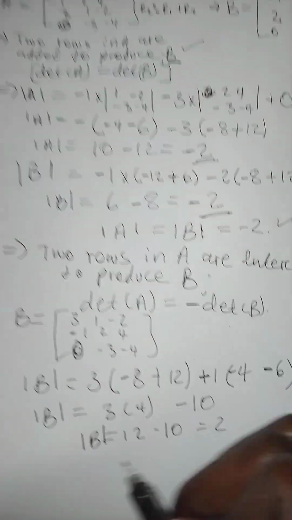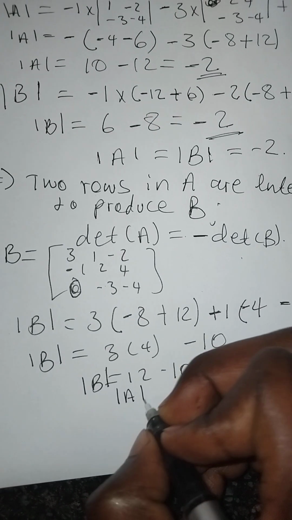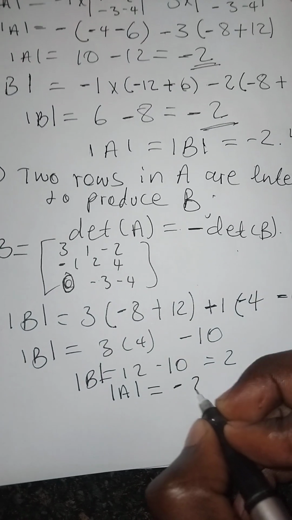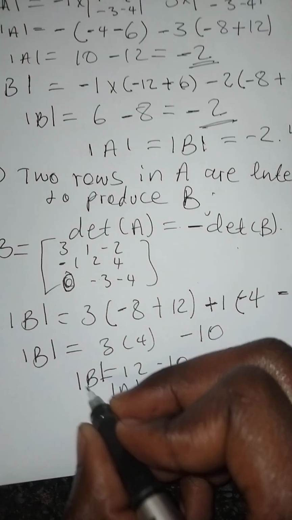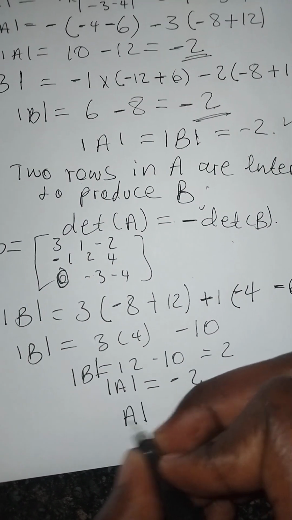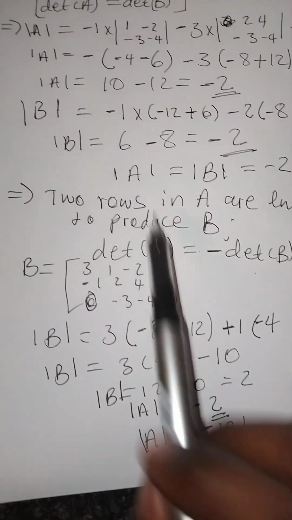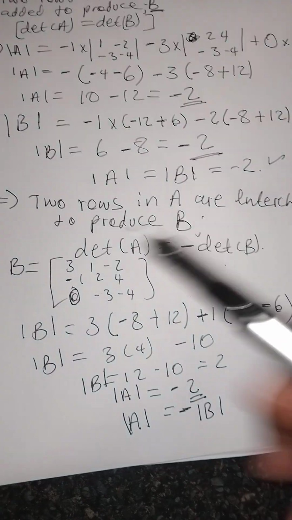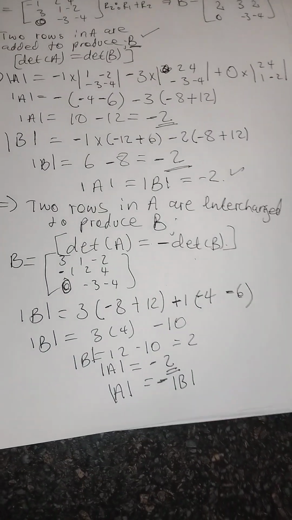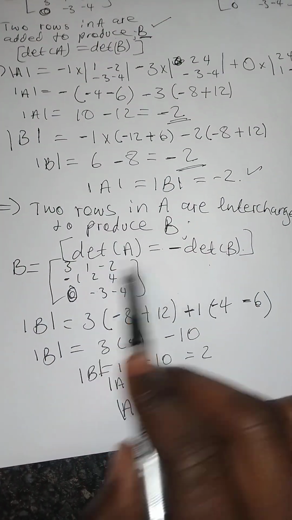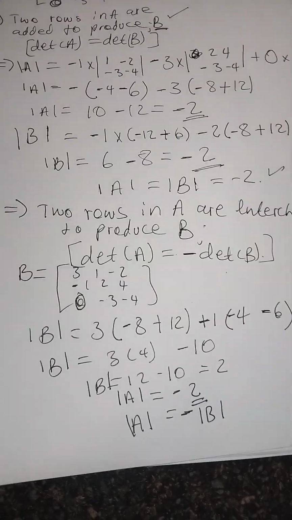So we see that the determinant of A is equal to negative 2. Since we know that the determinant of B is 2, we can plug in the determinant of B like that, so you can have minus determinant of B. So this statement also holds, it is true. So when we interchange two rows in a matrix to produce a new matrix, the determinant of the original matrix is negative the determinant of the new matrix that is produced.